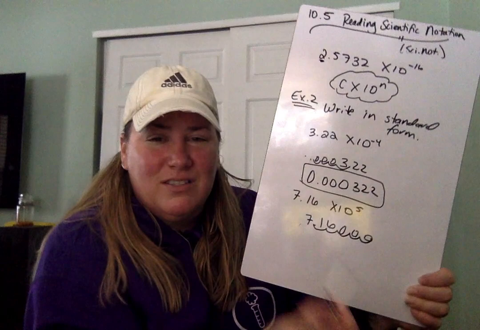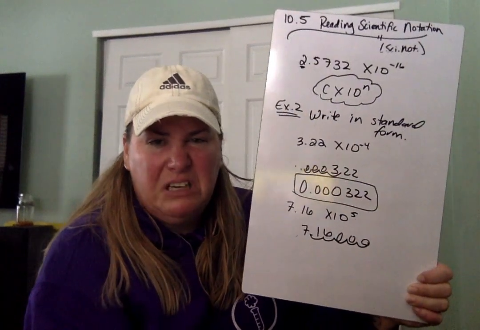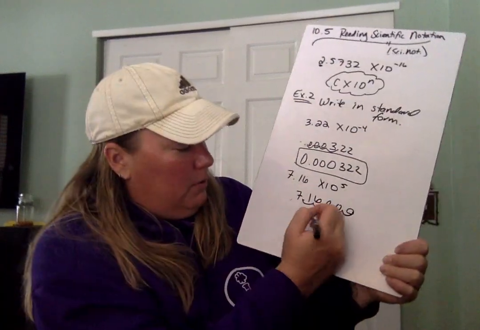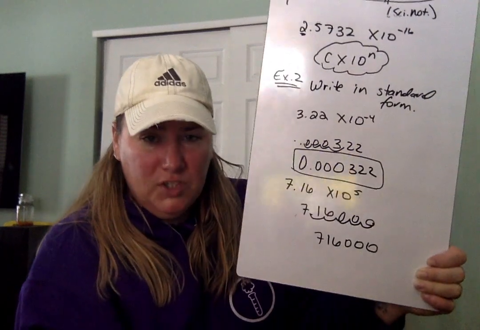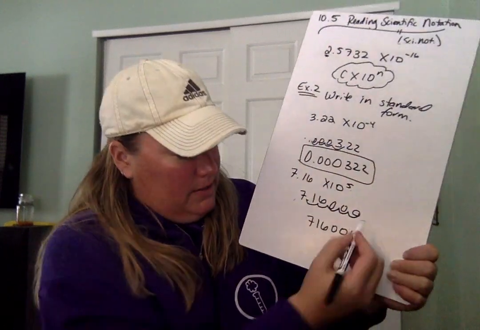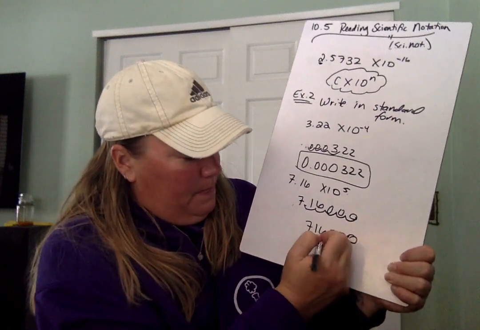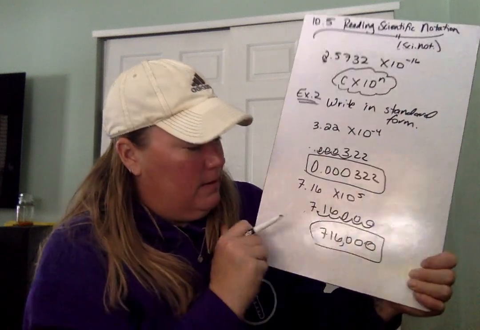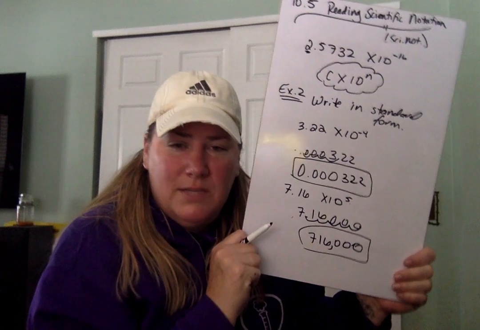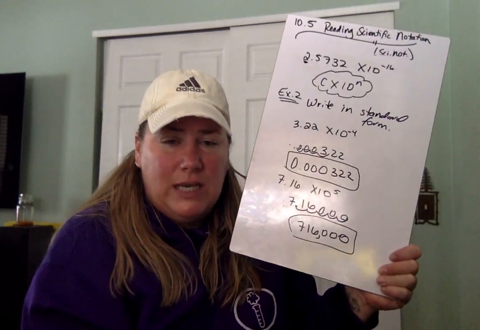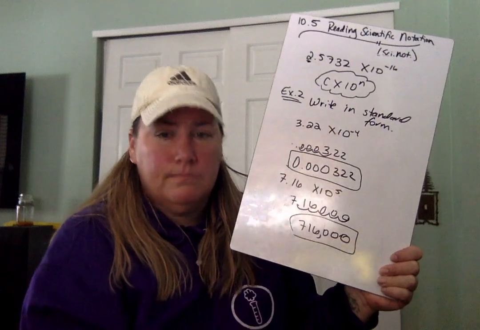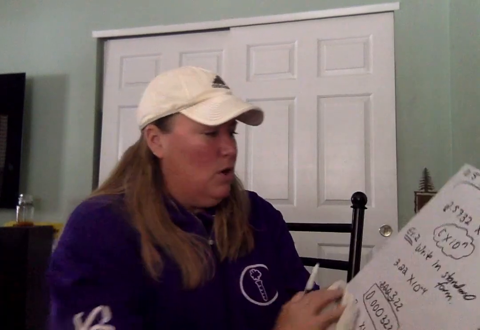And when you rewrite this, don't leave your answer like that. It's ugly. It doesn't look good. So you're going to rewrite it, and you need to have your commas. So remember, go from the right. So 7.16 times 10 to the 5th in standard form is 716,000. All right, let's do a couple more.